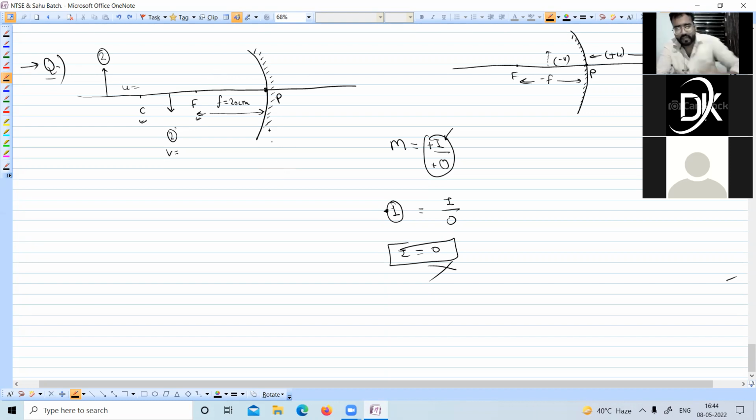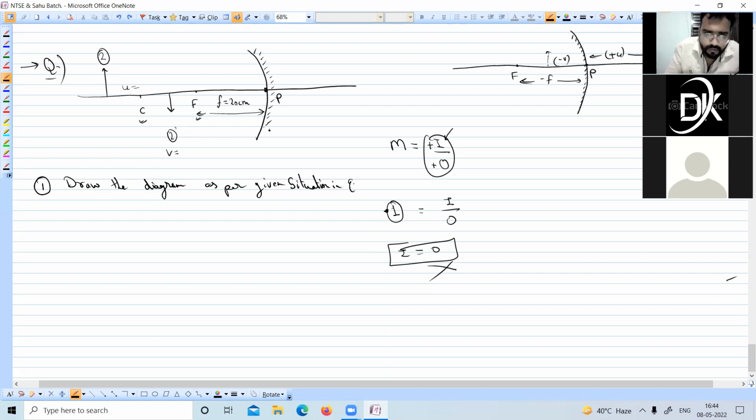Now let me tell you the steps to solve any question. The first step is to draw the diagram as per the given situation in the question. After drawing this, step 2 is the mirror formula.